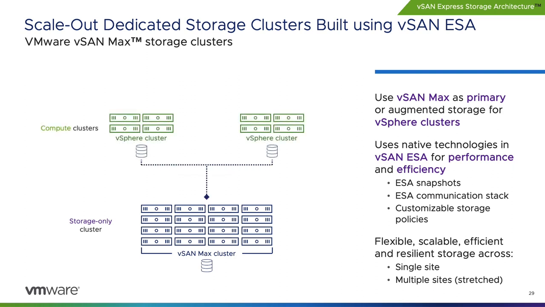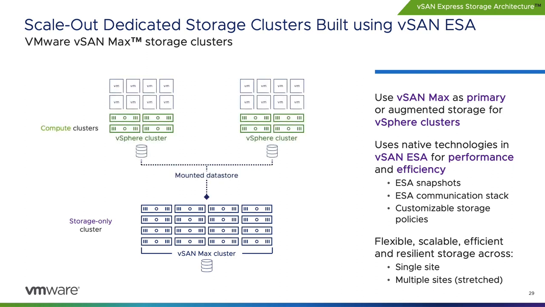At a high level, vSAN Max is a cluster of vSAN hosts designed purely for the purpose of providing shared storage to other clusters. Unlike disaggregation through our vSAN HCI model, vSAN Max gives customers the ability to deploy a vSAN cluster to be used exclusively as primary storage for vSphere clusters, or augment storage for vSphere and other vSAN clusters. vSAN Max is built off of vSAN Express Storage Architecture, which provides all new levels of performance and efficiency and the capabilities native to the vSAN ESA.